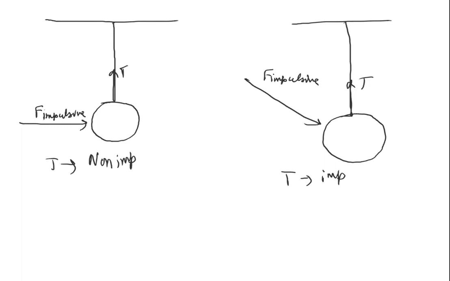So the horizontal component of the impulsive force will definitely give this object a velocity in this direction, definitely. But the vertical component of the impulsive force will not be able to give it a vertical velocity because the tension in the string will become impulsive. Okay, good.